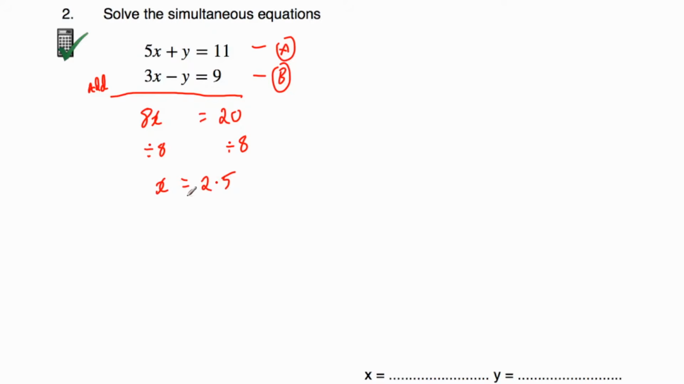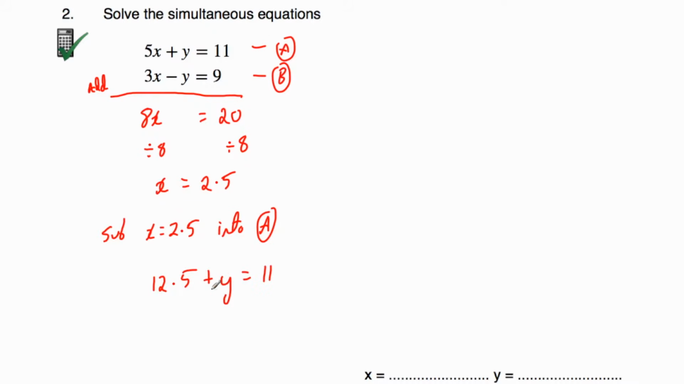Now let's substitute that into either equation A or equation B to find out what y will be. So let's substitute that into equation A. If I sub x equals 2.5 into A, let's see what we get. We've got 5 times x, so that's 5 times 2.5, and 5 times 2.5 is 12.5, so we've got 12.5 plus y equals 11.